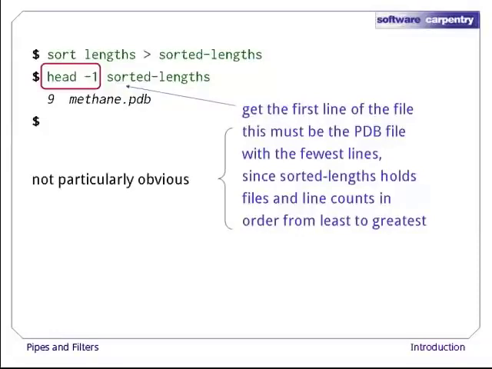If you think this is confusing, you're in good company. Even once you understand what wc, sort, and head do, all those intermediate files make it hard to follow what's going on. How can we make it easier to understand?